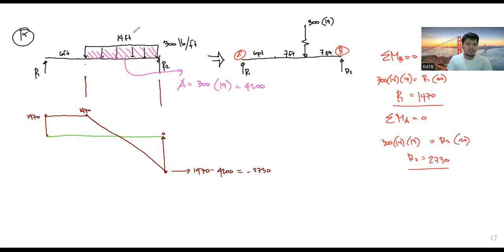Next is to identify the moment diagram. For the moment diagram, you look at the shear diagram. This will be the first section, this would be the second section, and then it crosses zero here, so this is the third section, and of course this is the fourth section. So you start with zero.